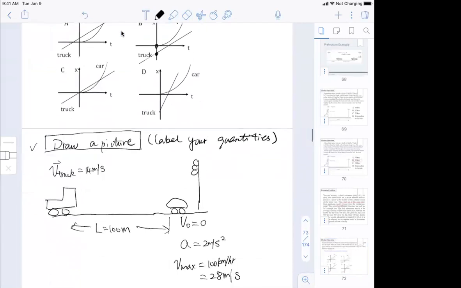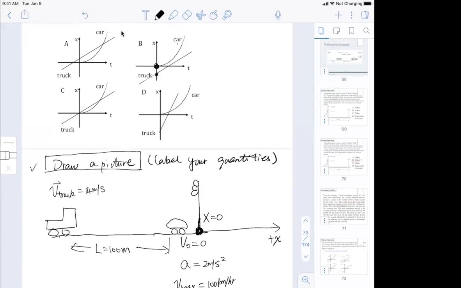Now, I should probably define a coordinate system, and I might as well define x equals 0 to be where the car is. You don't have to. You can put it where the truck is. That's totally fine as well. But if you put it where the car is and define this as the positive x direction, your car is parked at the origin at the beginning of the process. Your truck is behind it at 100 meters. And your car is accelerating, so your line should be a parabola, a curve, but your truck is traveling with a constant speed. So B looks very similar.